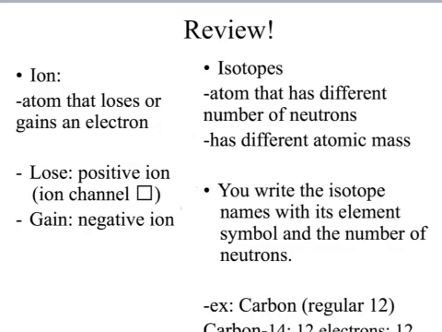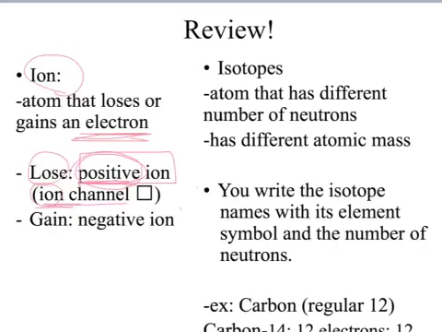So let's review. What is the difference between an ion and an isotope? An ion is an atom that loses or gains an electron. It has to do with electrons. You guys maybe have heard of the Ion Channel on television, and their slogan is positively entertaining, right? So think about it. If you lose an electron, then it becomes a positive ion, and hence the ion channel saying that it's positively entertaining. Get it? All right, now if it gains an electron, then it becomes a negative ion.